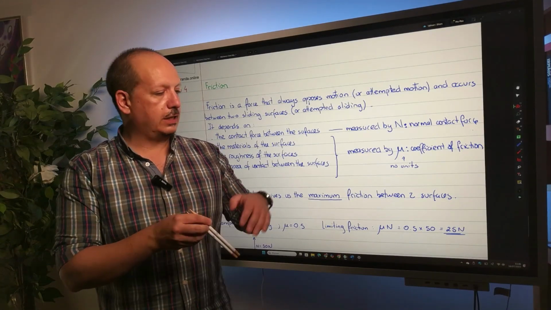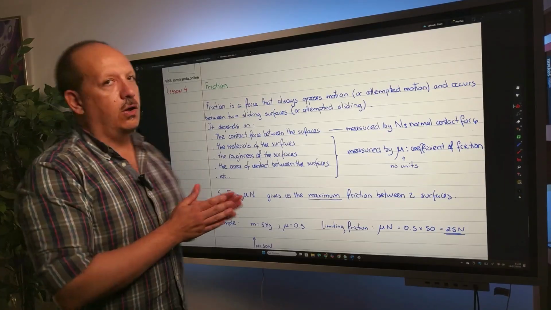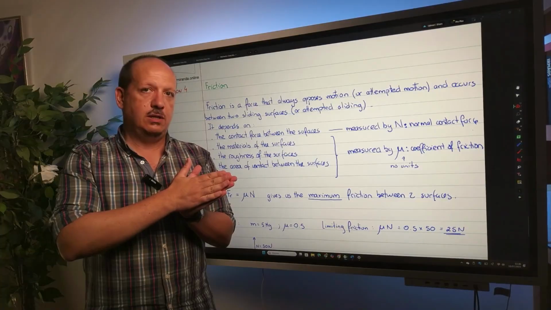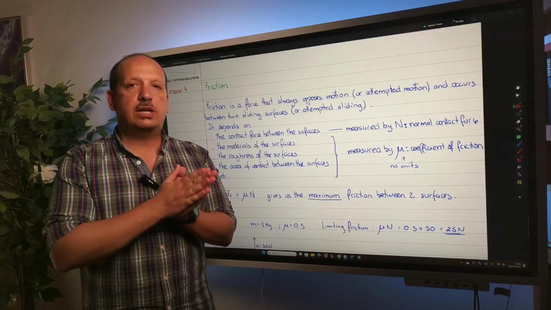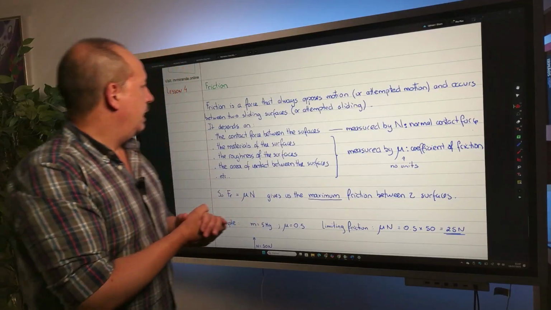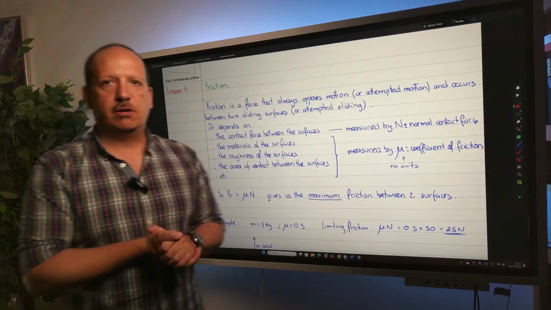The normal contact force does not depend on this, but this force only happens if you have one object trying to move against another one or actually moving. We are talking about friction, okay? And what is the main characteristic of friction?